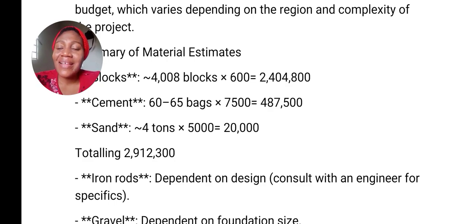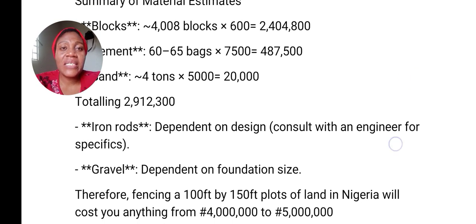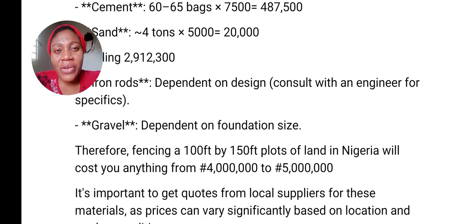So iron rod, that I did not calculate, depends on design and also the soil of the land that you are working on. Okay, then gravel I didn't calculate, but with all this workmanship, iron rod, gravel, and water, planks, hinge, and all that, you should be expecting anything from 4 million naira to 5 million naira. It might even be more than 5 million naira, depending on your area, the soil, and all that. But at most 5 million naira for fencing of a 100 feet by 150 feet plot of land in Nigeria with the present price. These are things we used to estimate with a million plus last 2 years or last year. Now we are talking about 5M.